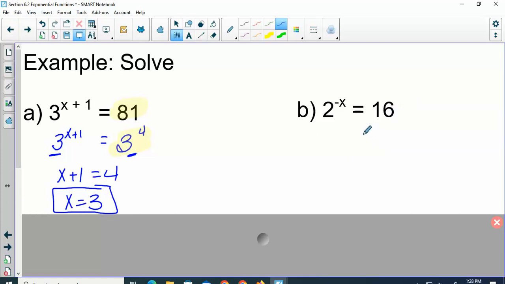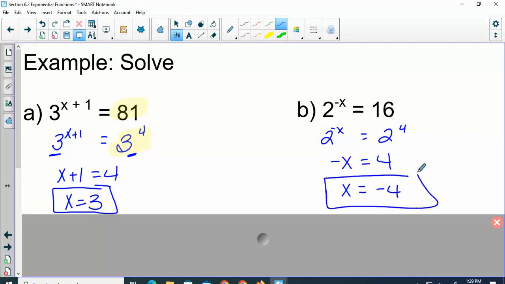All right. This one, 2 to the negative x. So I can't break down 2. How could I write 16? So that means negative x has to equal 4. And x is negative 4.